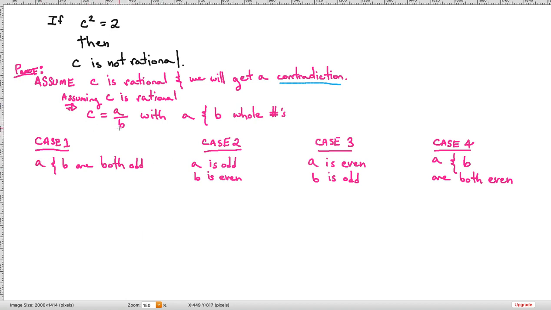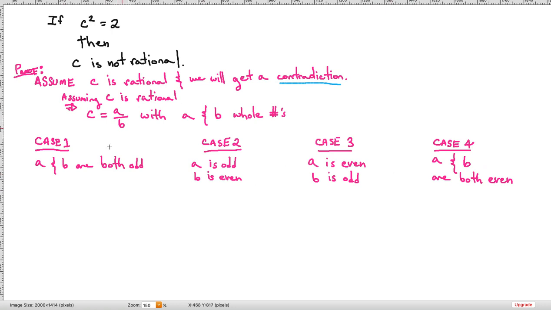This A over B: they're both odd, or A is odd and B is even, or A is even and B is odd, or they could both be even. These are every single case the division of two whole numbers must fall into. So assuming C is rational, C must be the division of two whole numbers where they're both odd, or where one is odd and the other is even, or where the other one is even and the other one's odd, or where they're both even. One of these 4 cases must be true.